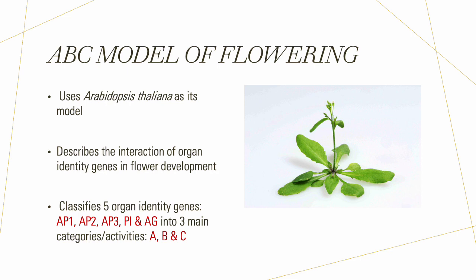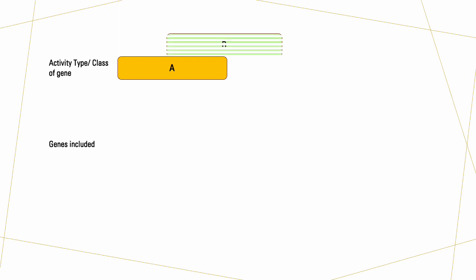And according to this model, they have been divided into 3 main classes, that is class A, B, and C. Moving ahead, let's discuss this model. This is very important. There are 3 main classes or gene types or gene activities according to this model: class A activity, class B activity, and class C activity.